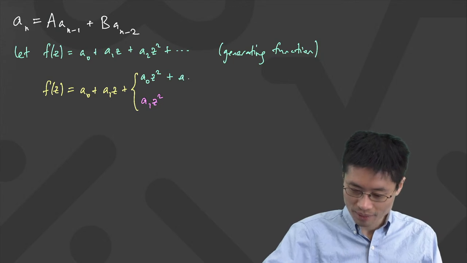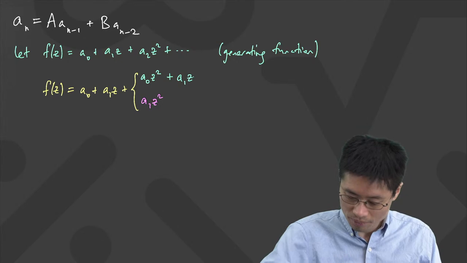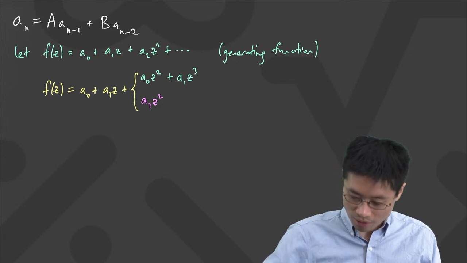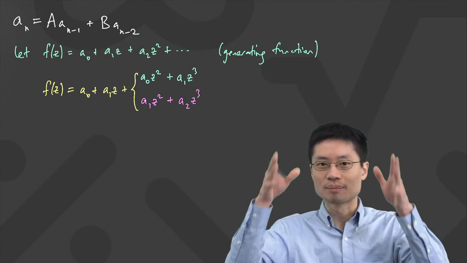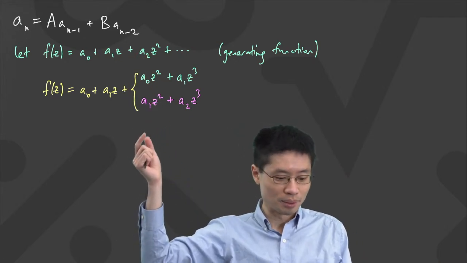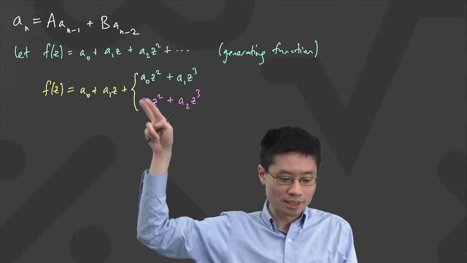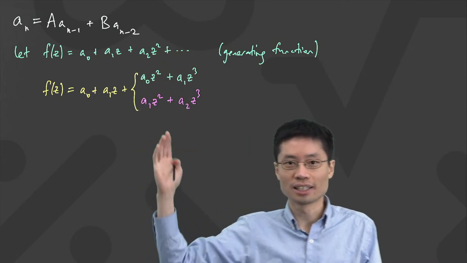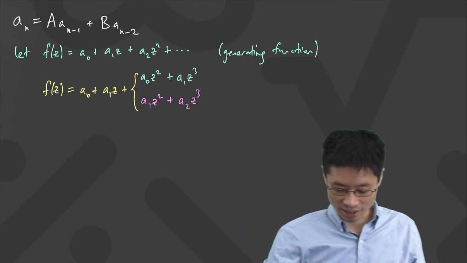Yep. So that's good. I'm just looking for patterns here, and I'm always using columns. I like arranging my stuff in columns because I can see what they mean. So if I look at this column, for example, that's just going to be the z squared coefficient, and I have the a0 plus a1, yeah, that's a2. And the next one is the z cubed coefficient, I have an a1 plus a2, yep, that's a3, and it just keeps going.